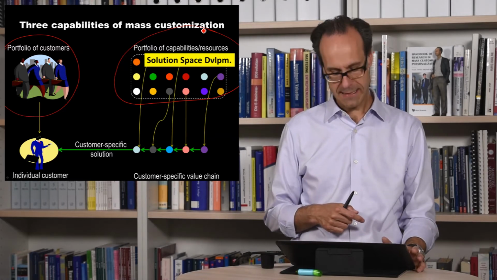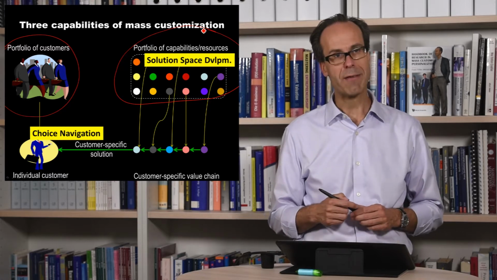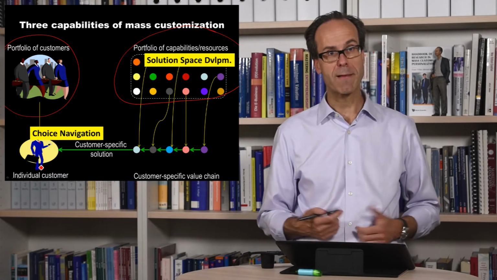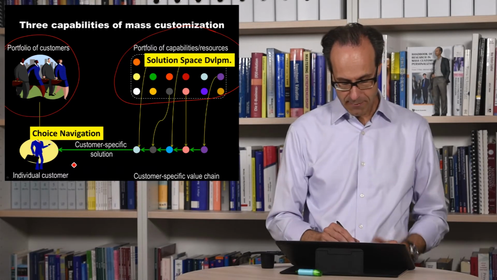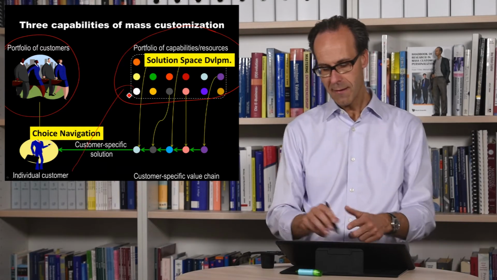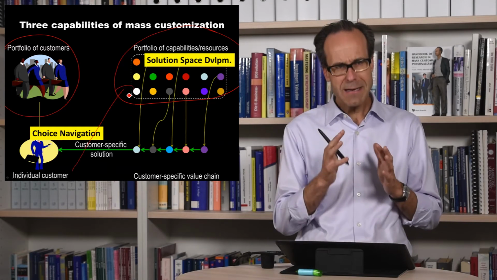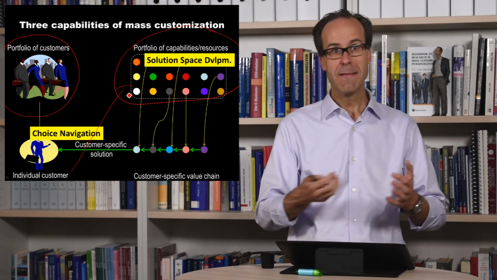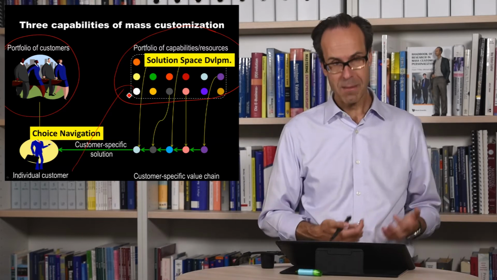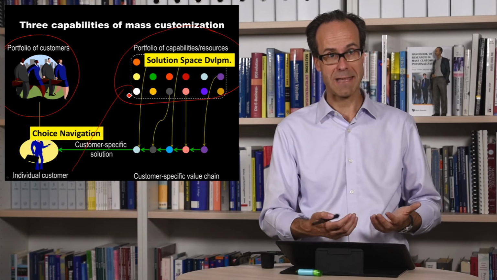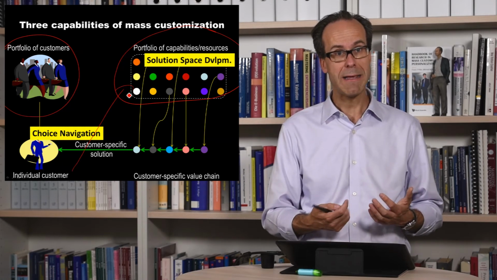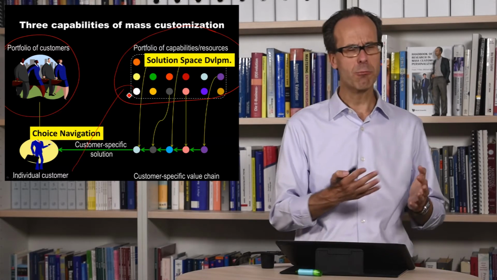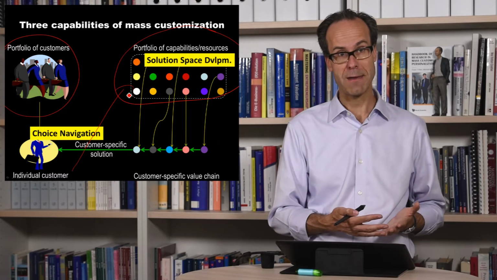The second capability is what we call choice navigation. So out of our segment of customers, we have an individual customer who wants a specific solution. And he, perhaps with a configurator or in a store, sees all the solution space. And so he now has to be enabled to find really this configuration out of that solution space that fits his personal desires. And this is the capability of choice navigation, helping customers find the product configuration, the product specification that really corresponds best to their specific needs.